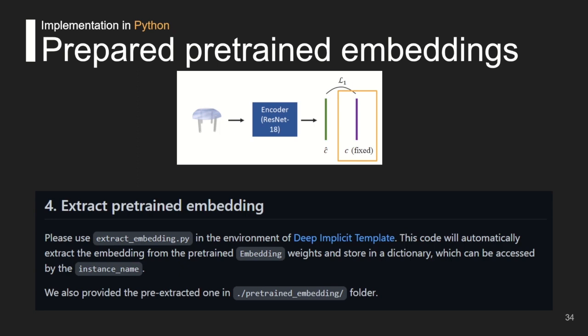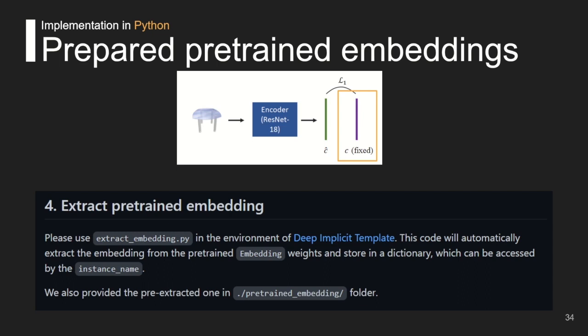I did mention this work is achieved by two model training phases, while the first phase has already been done by the previous work. So we need to extract the trained embedding from the previous work. We have already extracted them for you. These embeddings are put in the pre-trained embedding folder. But you can try to extract them by yourself.